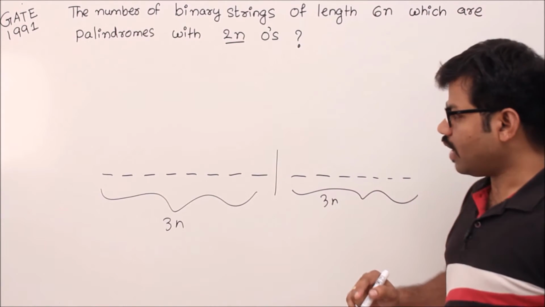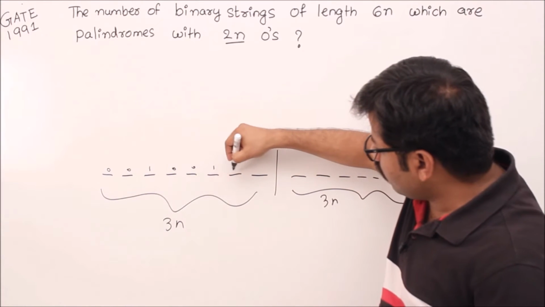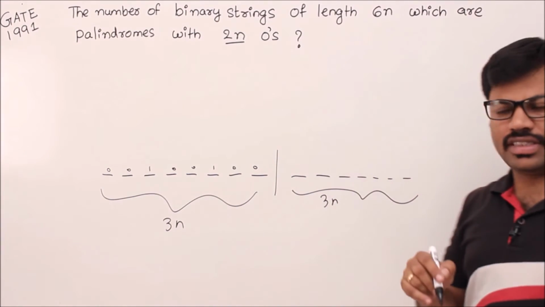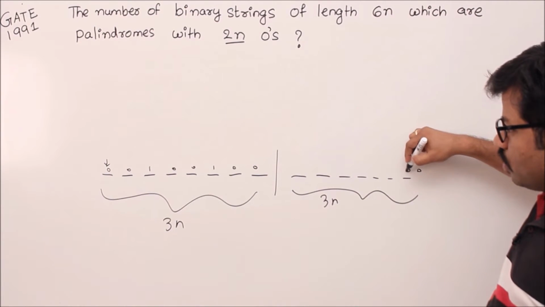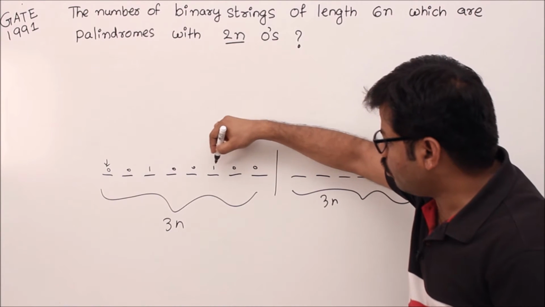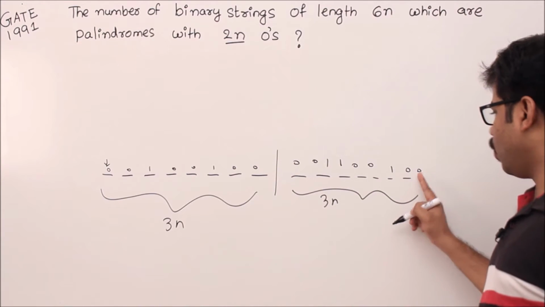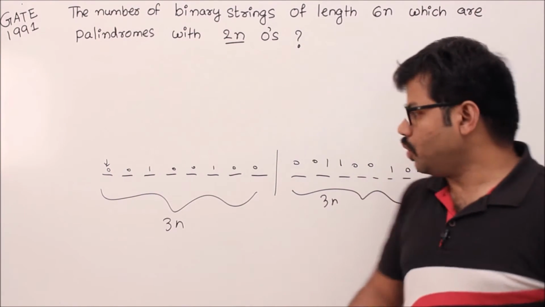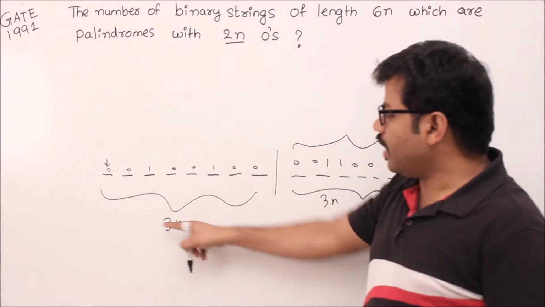Since it's a palindrome, you should understand one thing. Whatever you write, for example 0, 0, 1, 0, 0, 1, 0, 0, then the same pattern should be repeated on the right side from right to left, isn't it? For example, the first position you filled with 0, the same thing should be copied here. Then 0, 0, 1, 0, 0, 1, then 1, 0, 0, correct? So this should be copied, then only it will become a palindrome. Now see, this 0 matches with this 0, and so on. What I want to say is, you don't have any option to fill these positions. You have the option only to fill these 3n positions.